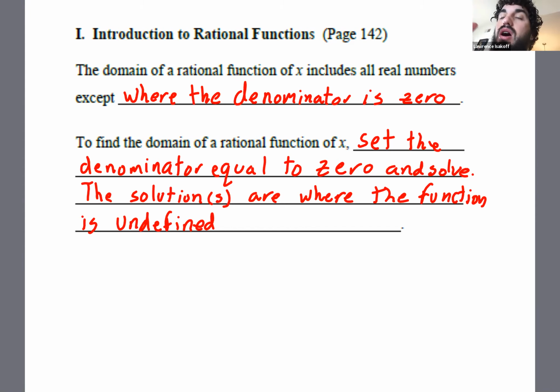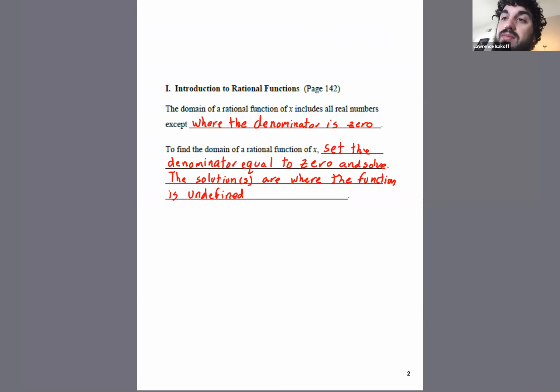I put solution or solutions there because sometimes we may have a quadratic. It has values that you can solve for x when you set it equal to 0. Or maybe there are 3 zeros or 3 asymptotes when you set equal to 0. It is possible, hence why I put it as a potential plural.